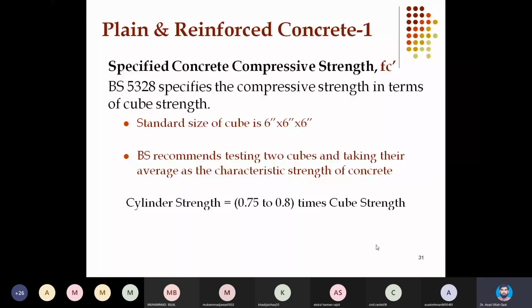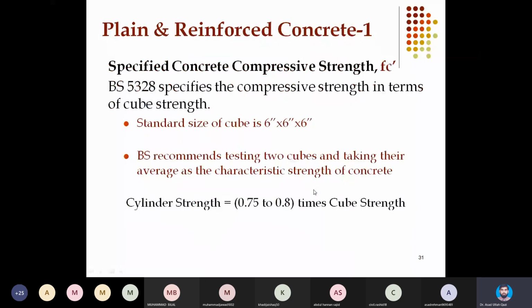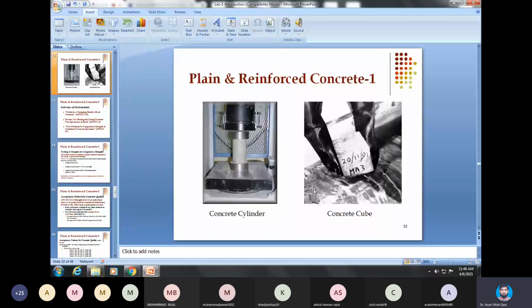There is one picture here. Like in this picture, this is one cylindrical plate which is applying gradual pressure on the cylinder, and the top and bottom of the cylinder are being compressed through this arrangement, while in the cube, I think there might be more good pictures which I can share with you.